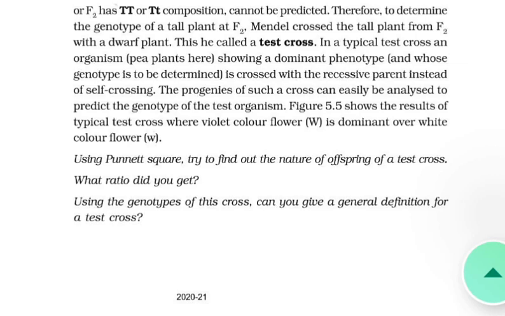Let me tell you the general definition of a test cross. Listen to the general definition. A test cross is a genetic technique that determines an organism's genotype by crossing it with an organism that has a recessive genotype. Crossing with whom? An organism whose genotype is known to us.